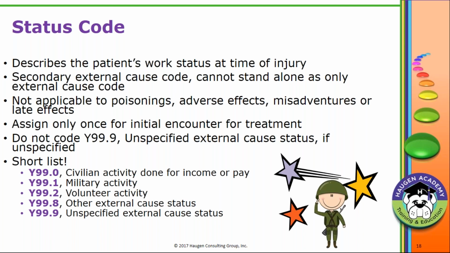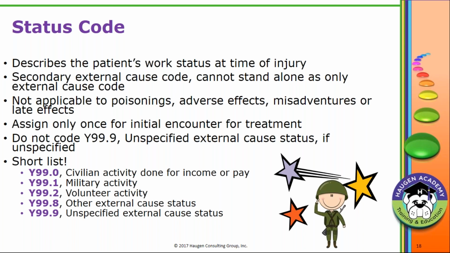And once again, we are never to use code Y99.9 for unspecified external cause status if it's unspecified. And again, if somebody could please explain to me why we have a code in the code book and then a guideline that says that we can't use that code, I would love to know. I think it's really that as coders, when we created this system, we felt like we had to have an other specified and an unspecified for every single code category, and that may be it.